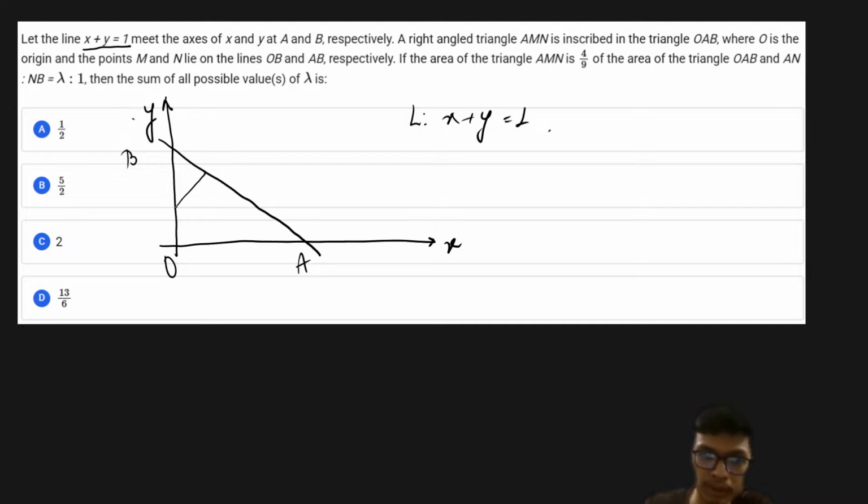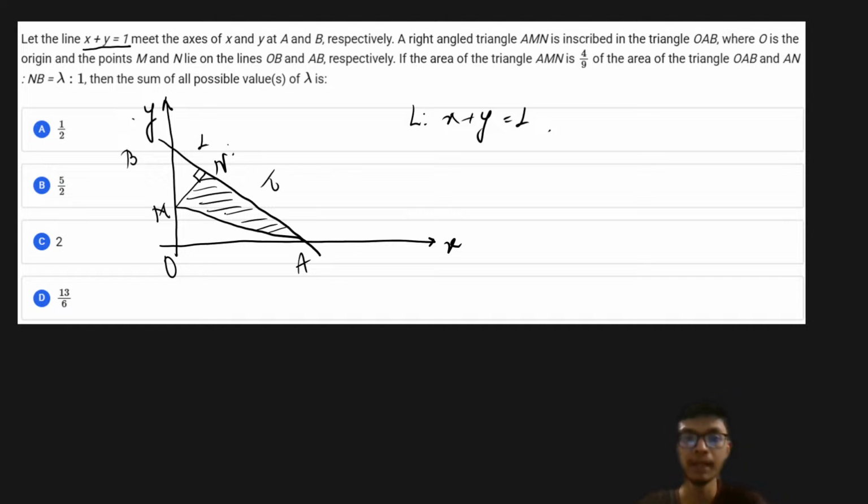Let us say this is the right angle triangle, with M and N, where O is the origin, N lies on the line AB and M lies on the line OB. We can see a perpendicular over here. If the area of this smaller triangle is 4 by 9 times the area of triangle OAB, and AN is to NB is given as lambda is to 1, this is divided by the section formula.